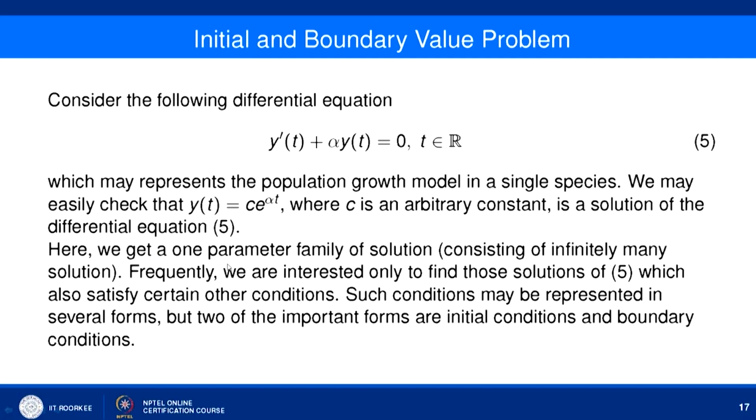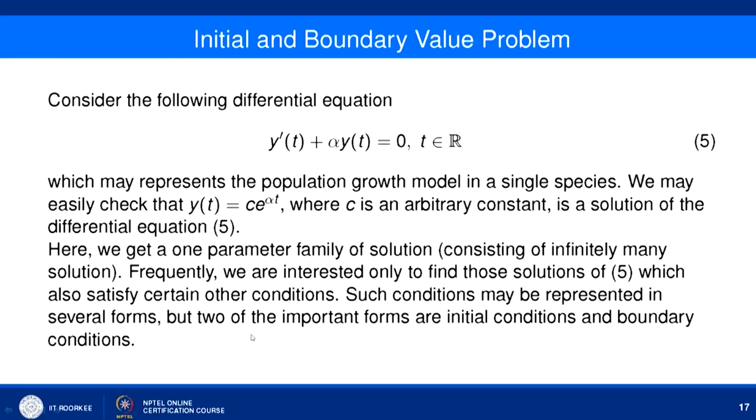Here we get a one parameter family of solutions. If you look at here, the solution is one parameter. So, you change your c, and here c is a constant, and alpha is a parameter present here. If you keep on changing this c, we have different solutions. So, we can say we get a one parameter family of solutions, and this one parameter family of solutions consists of infinitely many solutions.